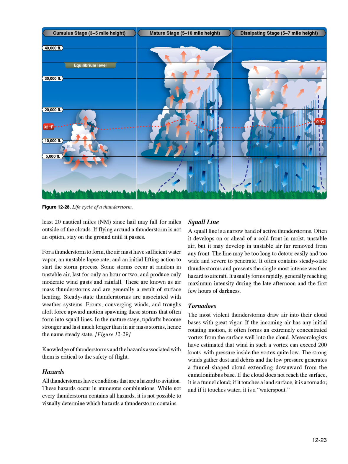Tornadoes, the most violent thunderstorms, draw air into their cloud bases with great vigor. If the incoming air has any initial rotating motion, it often forms an extremely concentrated vortex from the surface well into the cloud. Meteorologists have estimated that wind in such a vortex can exceed 200 knots with pressure inside the vortex quite low. The strong winds gather dust and debris, and the low pressure generates a funnel-shaped cloud extending downward from the cumulonimbus base. If the cloud does not reach the surface, it is a funnel cloud. If it touches a land surface, it is a tornado, and if it touches water, it is a waterspout.